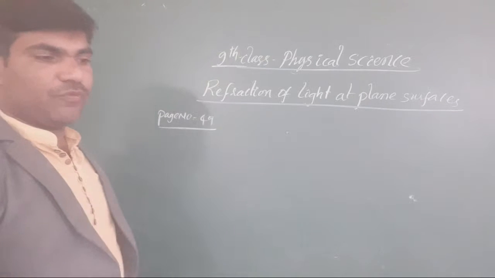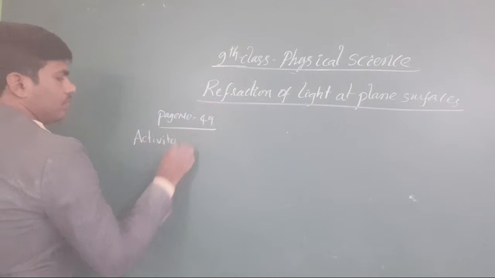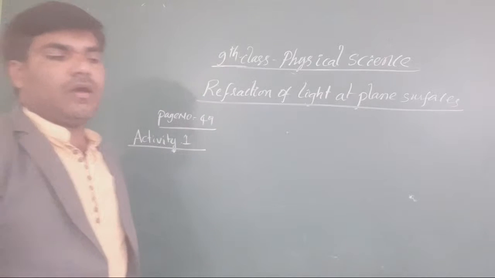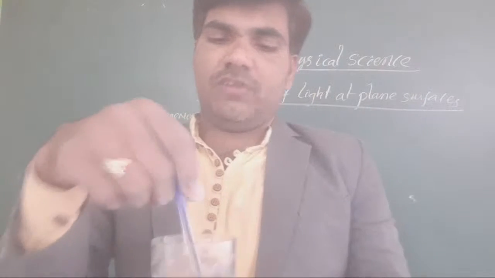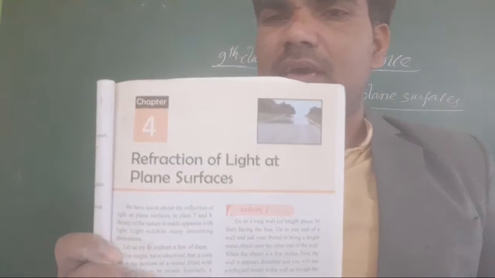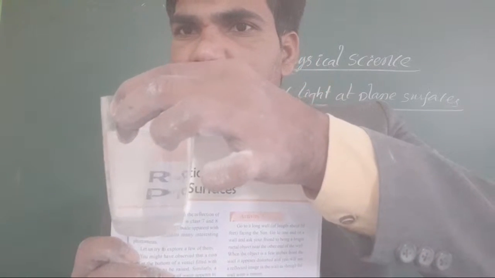In page number 49, there is activity 1. You have to go with activity 1 here. In this one, we especially have to take some amount of water here. Here you take water, one second. Now how does it appear for you? And before going to the water, there is one more thing. Observe our textbook, the sizes of the letters. When you observe through this glass, how much does it rise, got it or not?